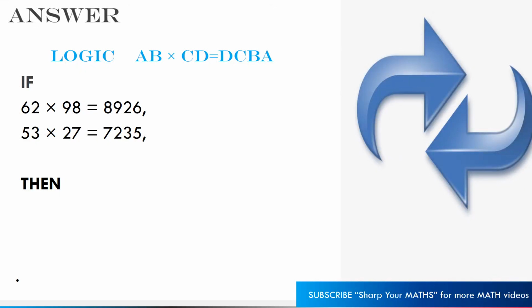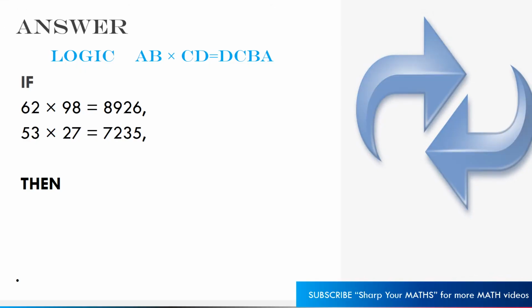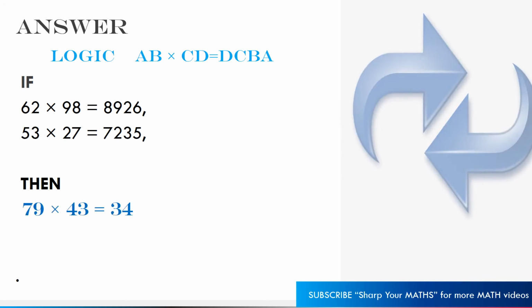The logic behind the fourth question: AB into CD equals DC DA. So 79 into 43 is 3497.